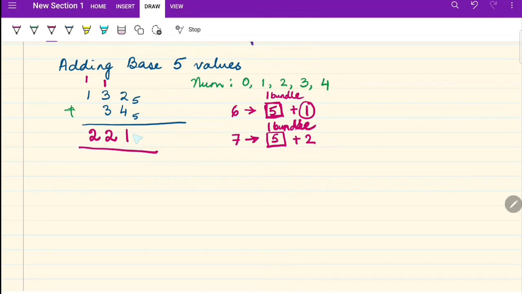Remember to index it with a 5, all right? Because this is a base 5 number. So the final answer after performing the addition in base 5 of these two numbers is 21 base 5. Okay?